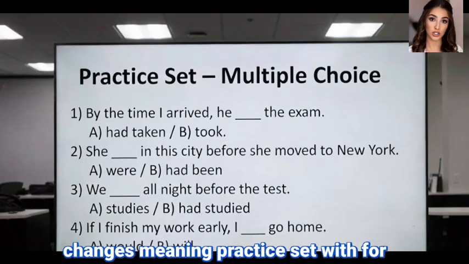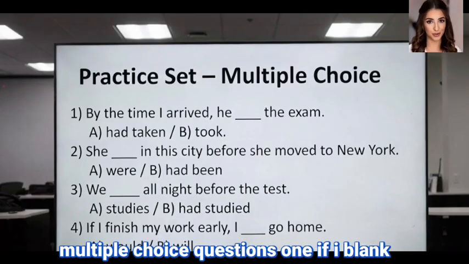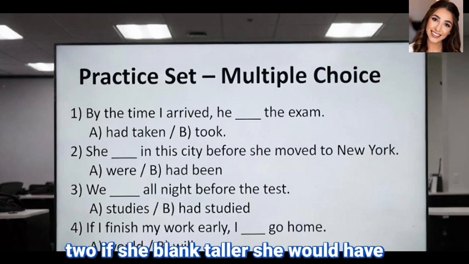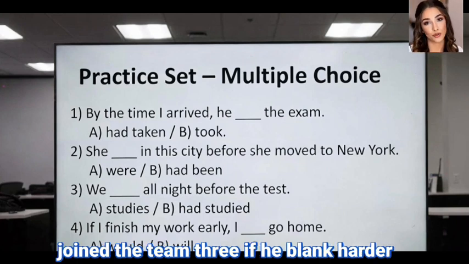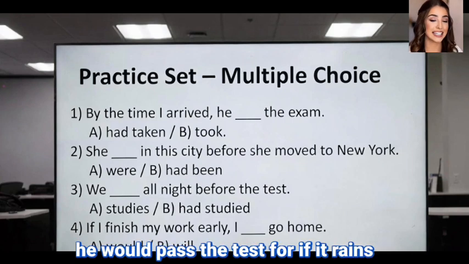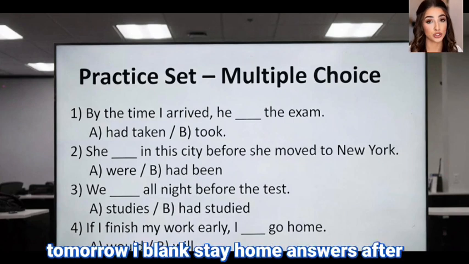Practice set with 4 multiple choice questions. 1. If I blank earlier the train, I would be at work now. 2. If she blank taller, she would have joined the team. 3. If he blank harder, he would pass the test. 4. If it rains tomorrow, I blank stay home.